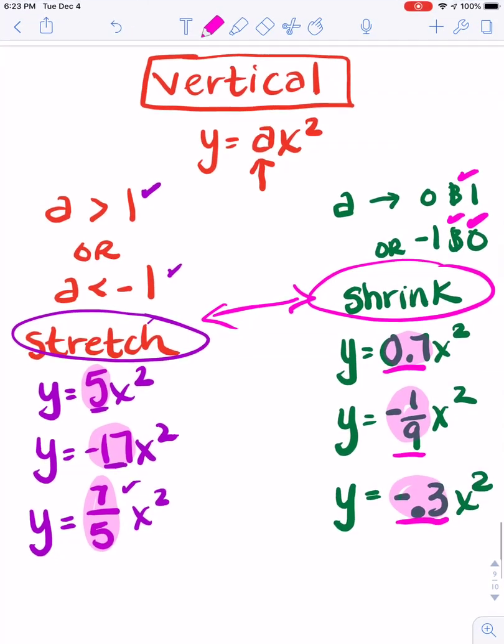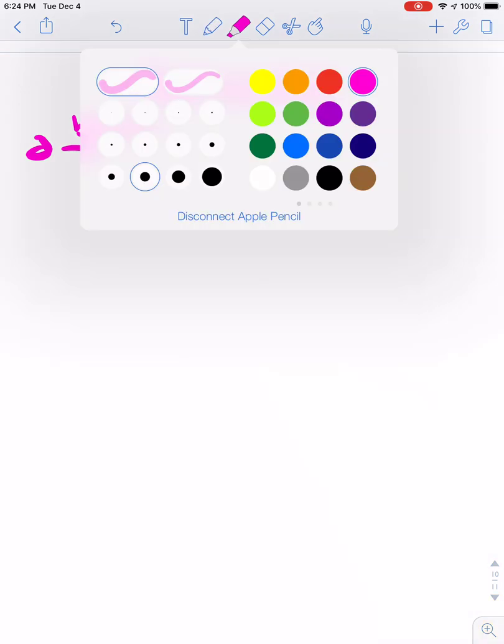Okay, the other one that we talked about today is horizontal. With horizontal, again, we're going to focus on the A values. So if A is between, let's back up for a minute. If I know it's horizontal, it has to have parentheses around it. So the A and the X are both in the parentheses. Then I'm going to focus on the A value.